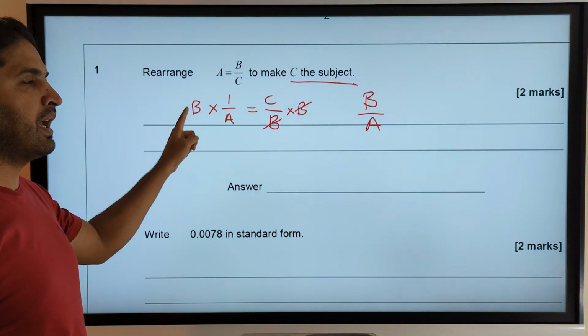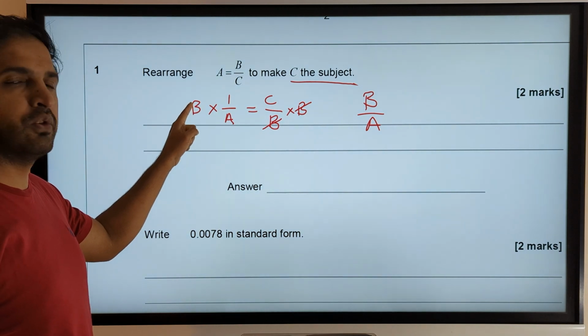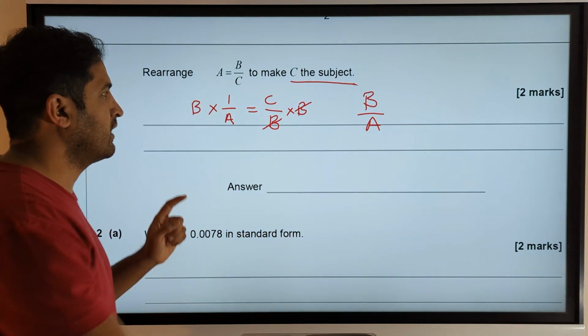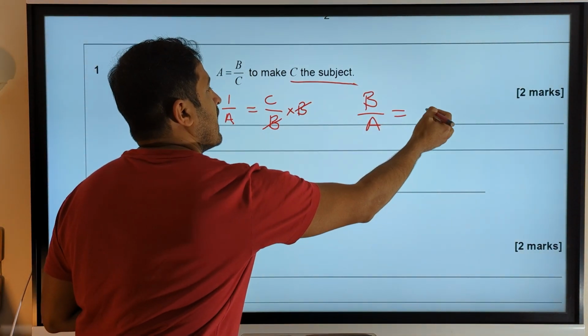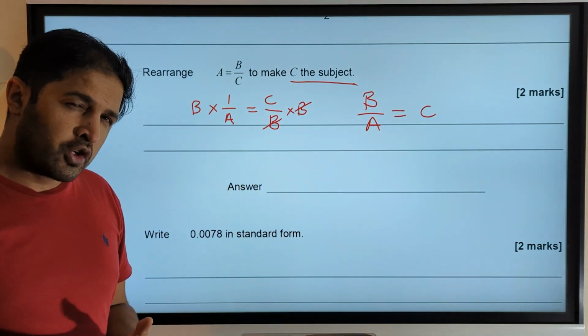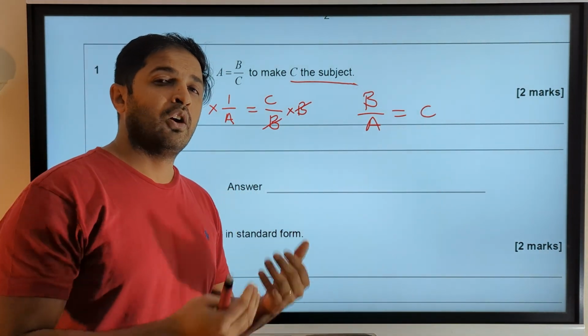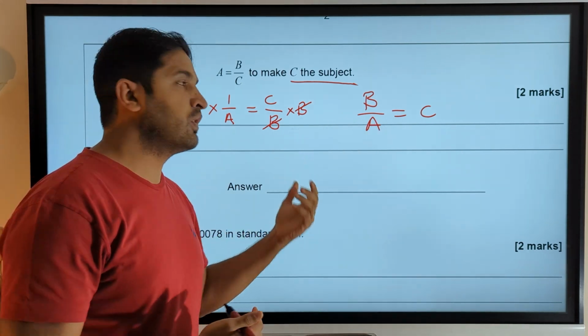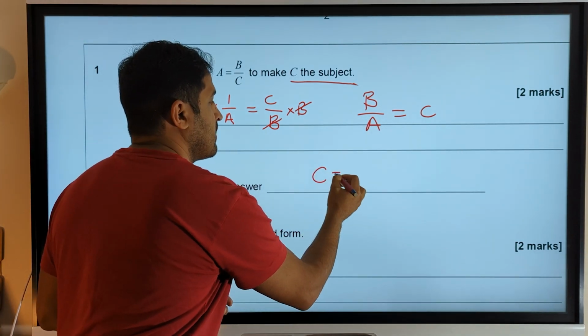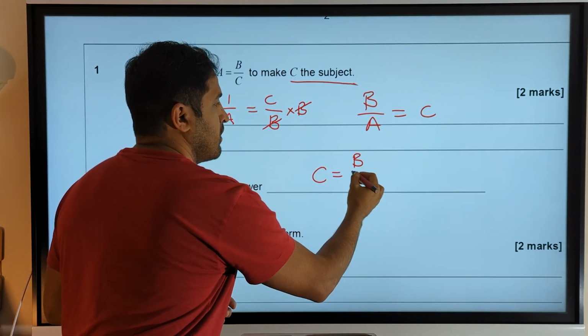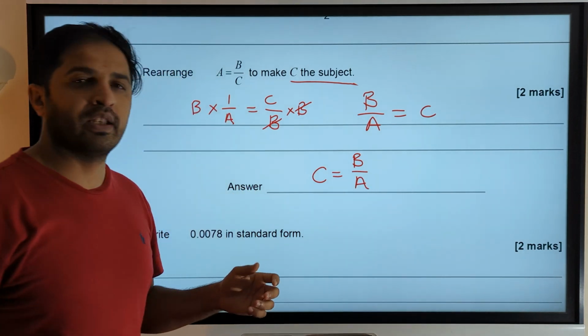We don't multiply B and A together because B is a numerator and A is a denominator. And on the right hand side we have C. The majority of the time you will have the subject on the left hand side. So if you want to, you can rewrite that as C equal to B over A. And that's your answer. That's it.